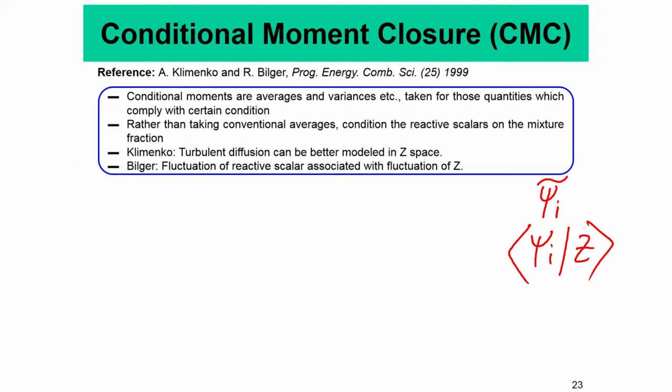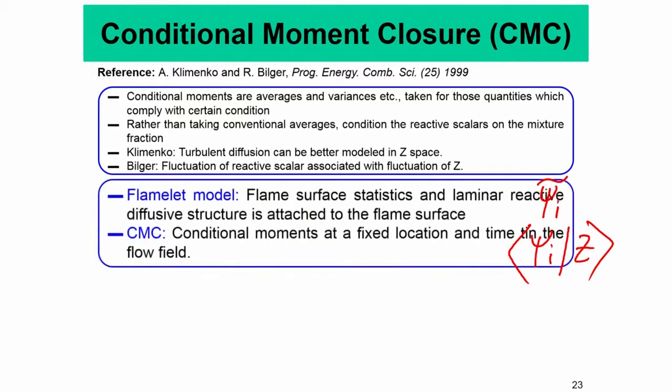Why? Because Klimenko said that turbulent diffusion can be better modeled in Z space. Okay, and Bilger found that fluctuation of reactive scalar is associated with the fluctuation of Z. So for these two reasons essentially, both of these very highly decorated scientists proposed these conditional moment closure models. Okay.